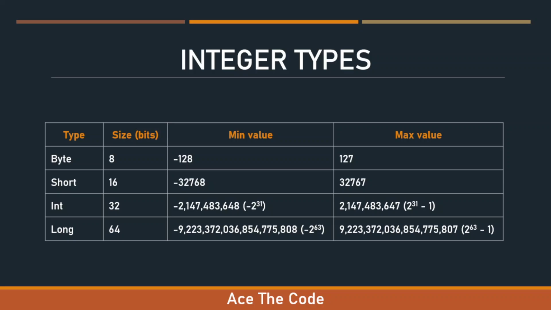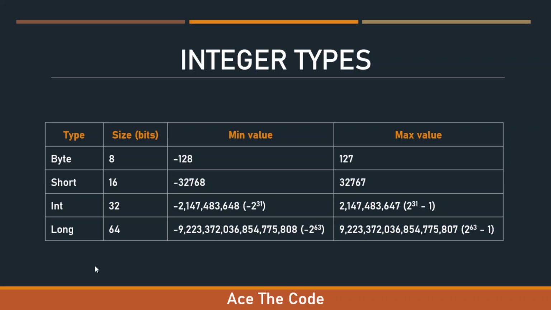So we have the byte data type, whose range is -128 to +127. We have the short data type, which requires 2 bytes of memory, and the range of values is -32,768 to +32,767. For the int data type, the memory requirement is 4 bytes and values range from -2 raised to 31 to 2 raised to 31 minus 1.